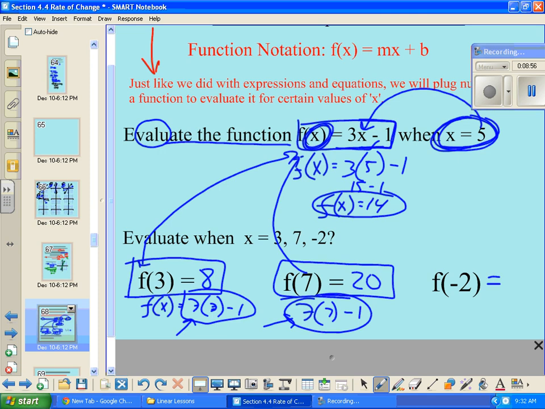This last one, f of negative 2. That means I'm going to take 3 times negative 2 and then subtract 1. 3 times negative 2 gives me negative 6. Minus 1 gives me negative 7. So f of negative 2 equals negative 7. That's how in function notation they ask us to plug a value in for x.